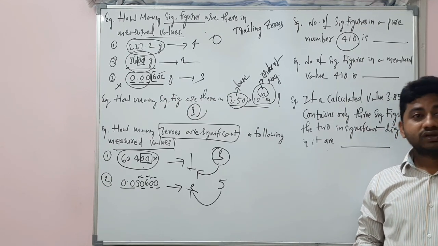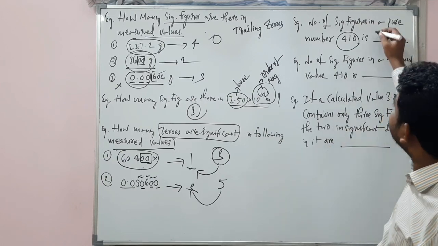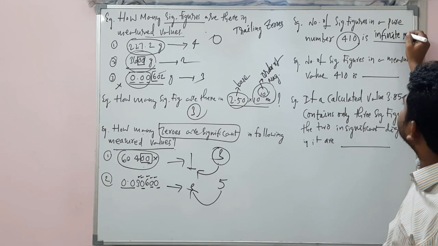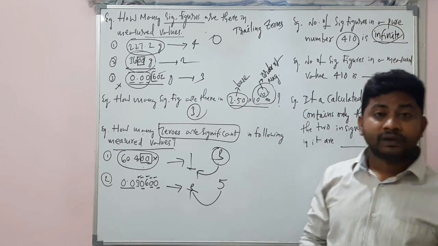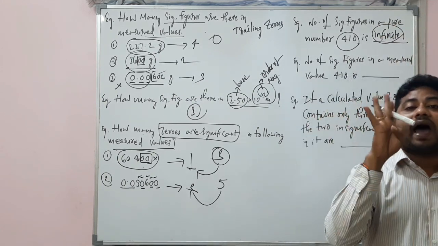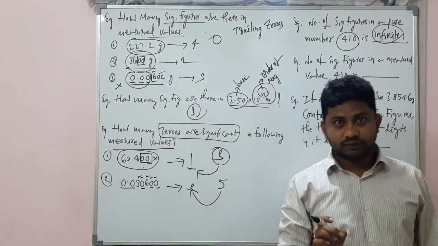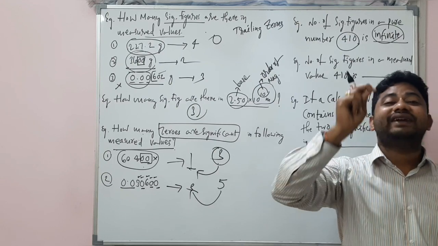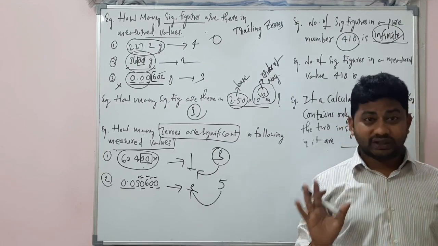So pure numbers always will have infinite significant figures. How many? Infinite significant figures. Remember, if I say there are 4 apples present on the table, the 4 is a pure number that will have infinite significant figures, my dear students.